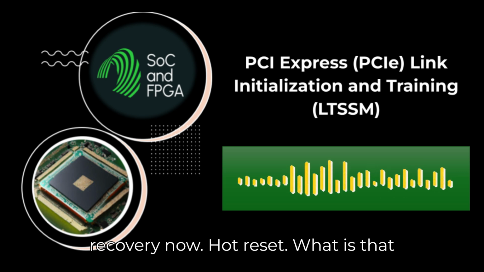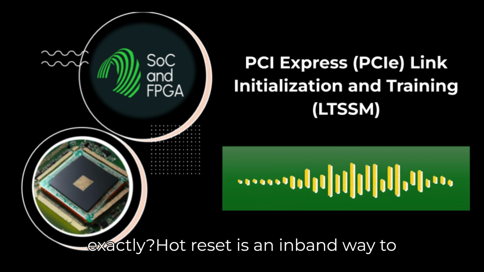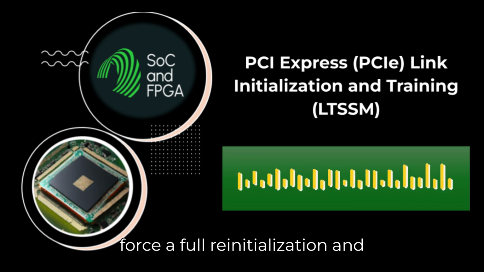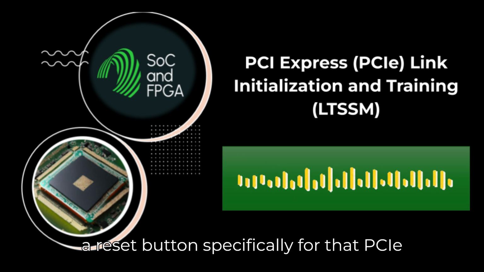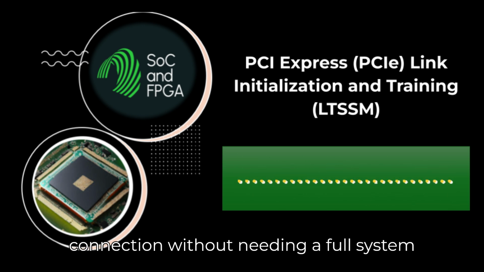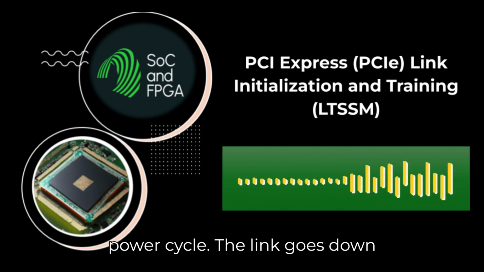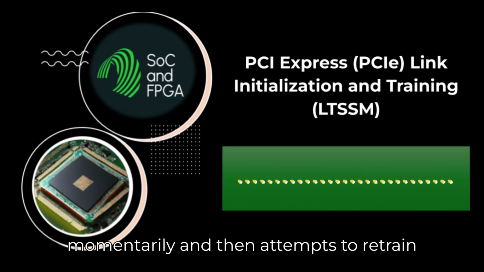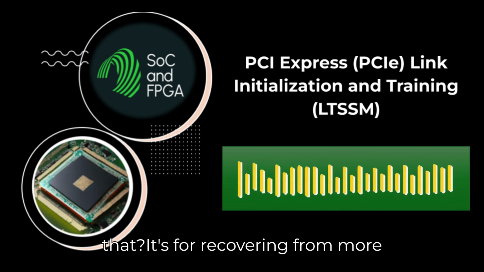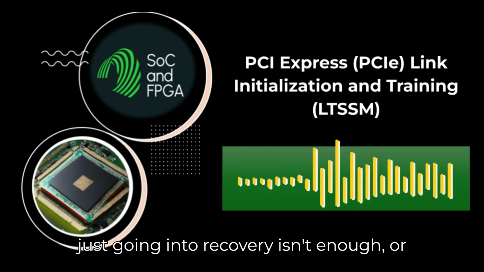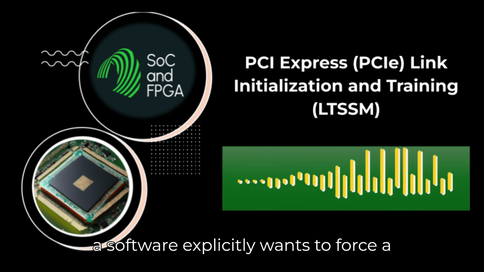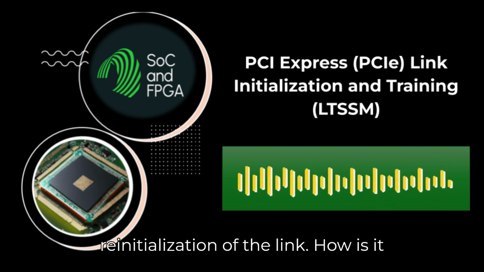Let's switch to error recovery now. Hot reset, what is that exactly? Hot reset is an in-band way to force a full reinitialization and retraining of the link. It's like hitting a reset button specifically for that PCIe connection without needing a full system power cycle. The link goes down momentarily and then attempts to retrain from the beginning. When would you use that? It's for recovering from more serious link level errors, where maybe just going into recovery isn't enough, or if software explicitly wants to force a reinitialization of the link.